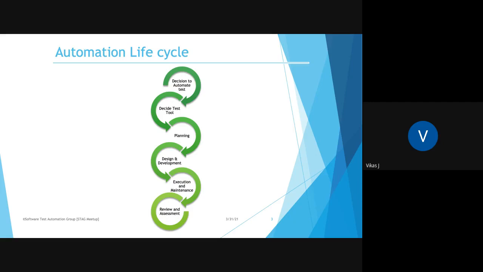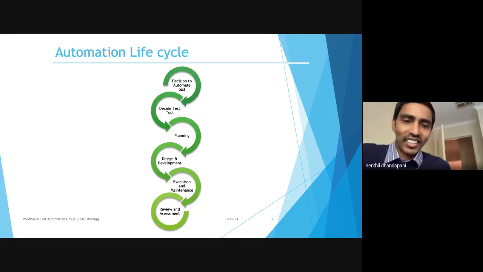Right, just give me a second. While Vikas is offline, can I ask on the floor, how many of them are not familiar, like newbies in the automation space? Is anyone in this group today?